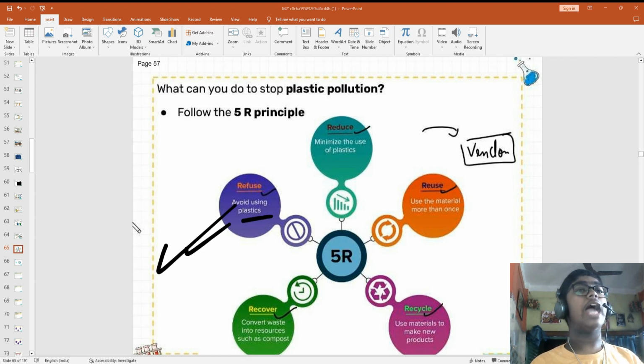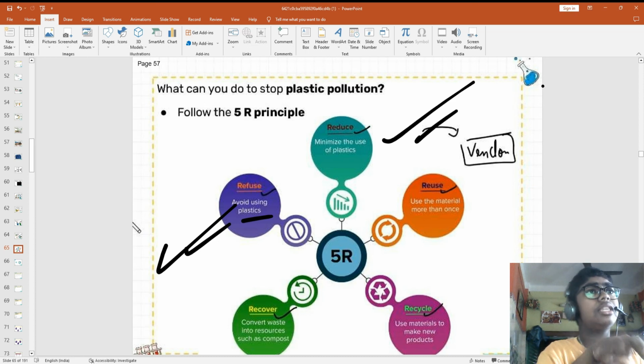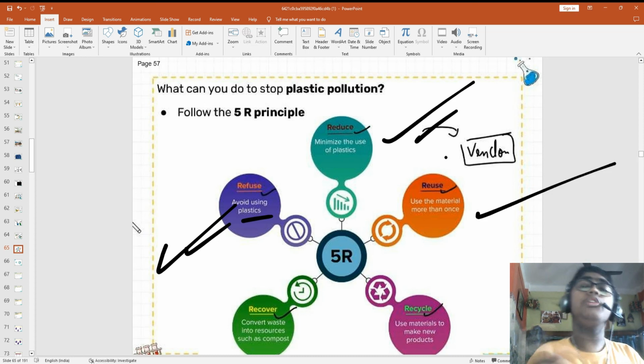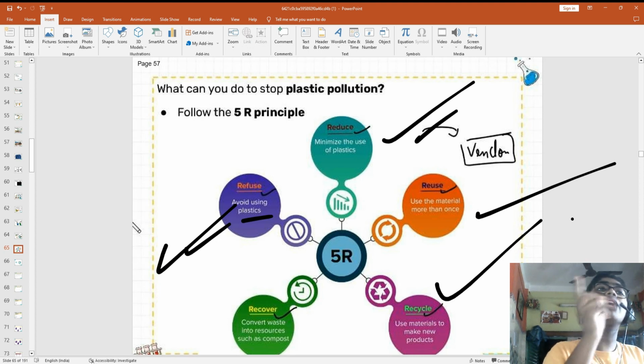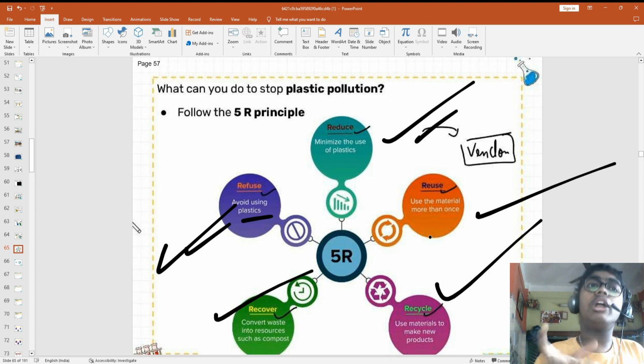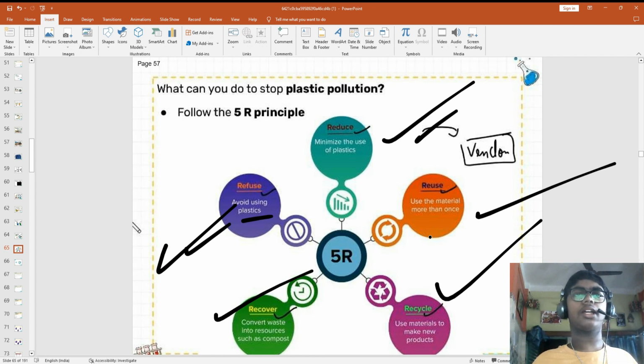Refuse. Avoid using plastic. Don't use plastic. Reduce. Minimize the use of plastics. Reuse. Use the material more than once. Recycle. Use the materials to make new products. And recover. Convert waste into resources such as compost. Okay? So you will follow this.